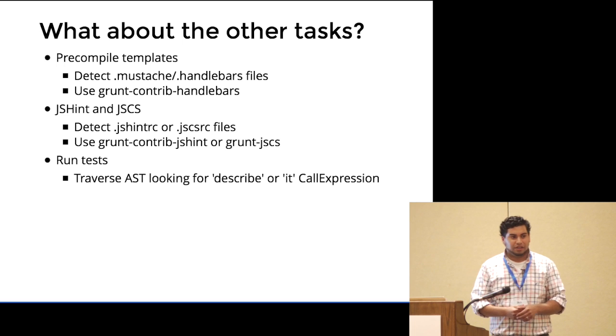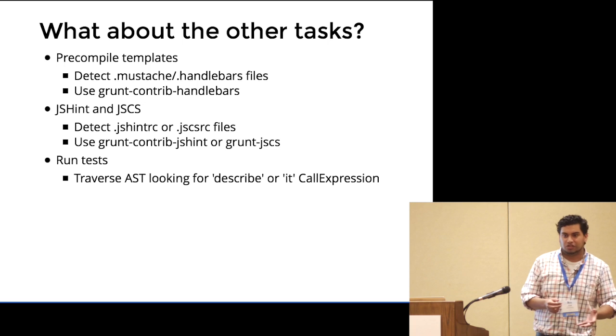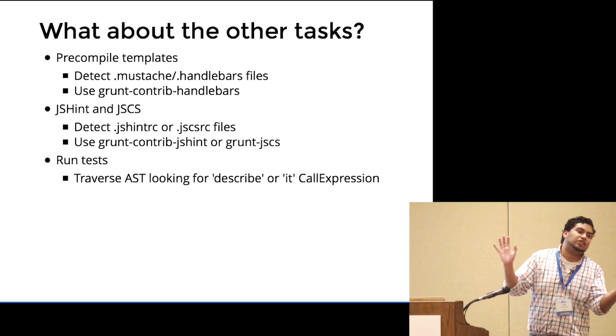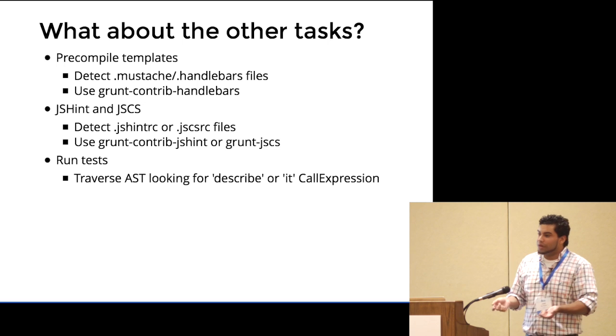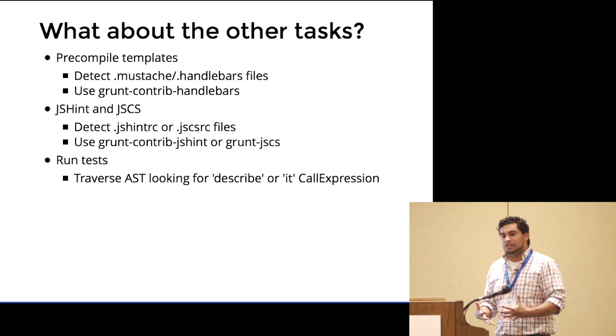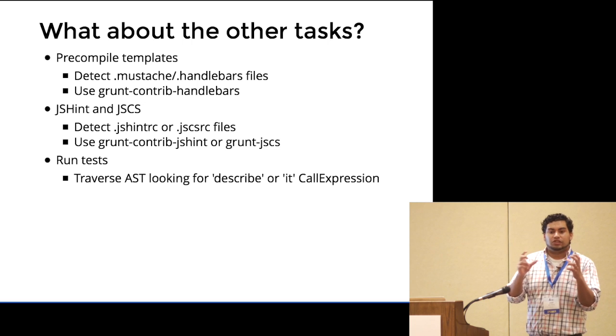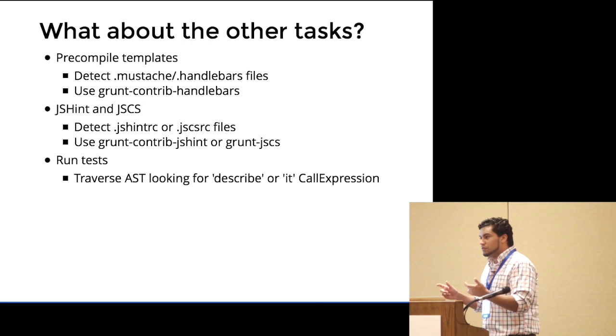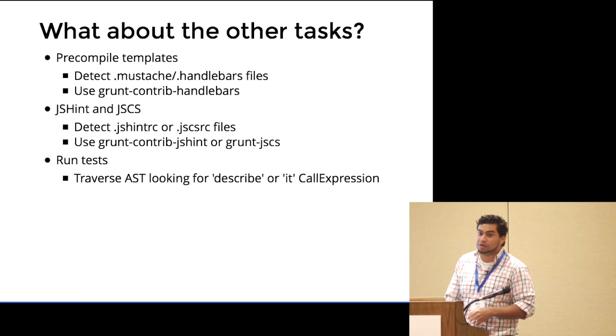Running our test suite can use a bit of static analysis there, where we look at a JavaScript file, and it has the .js extension, so we can't use that trick. What we have to do is look into that JS file, observe its AST, and look for its function calls, or describe function calls, if you've ever used, let's say, Mocha or Jasmine.